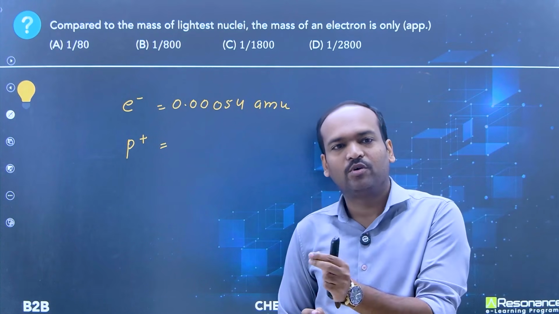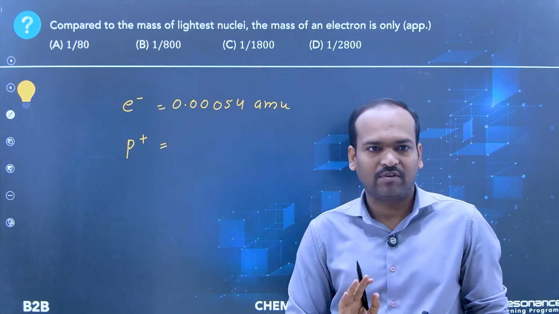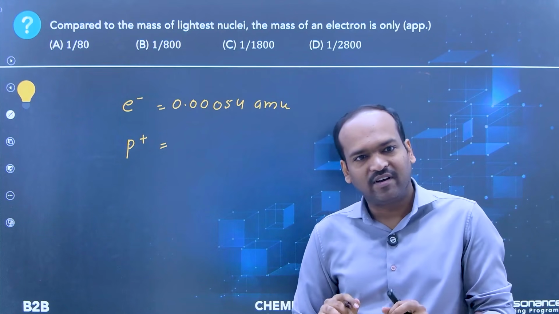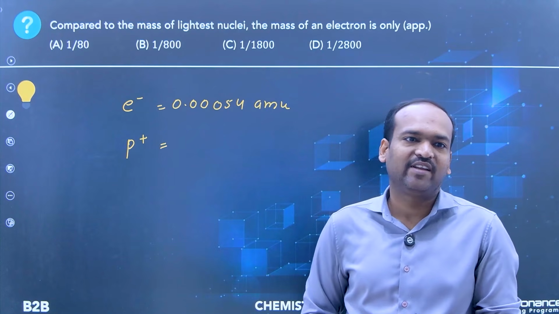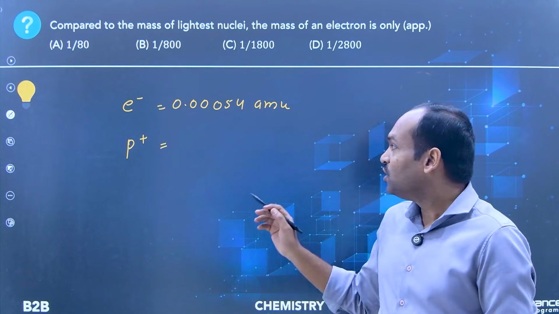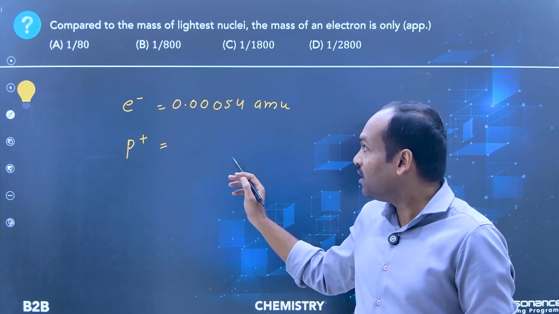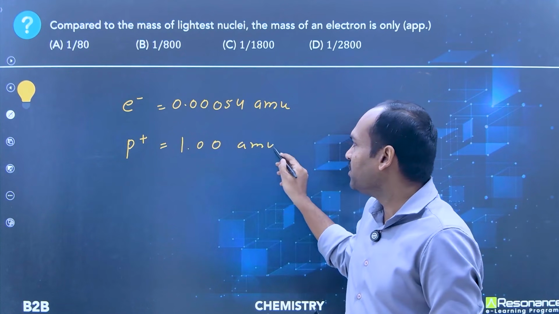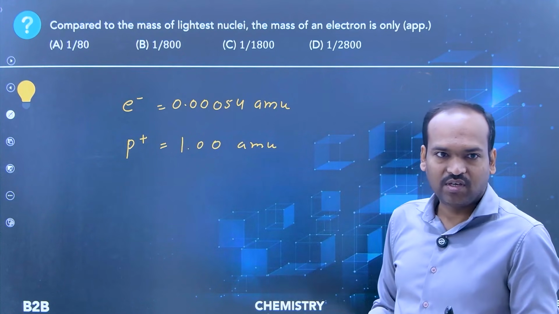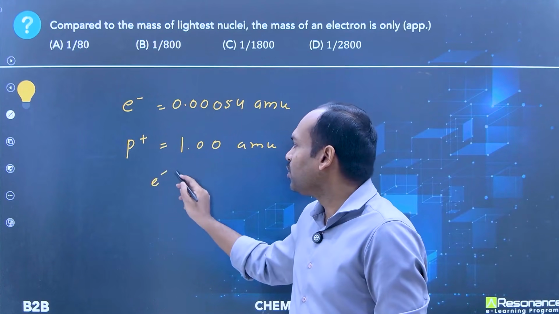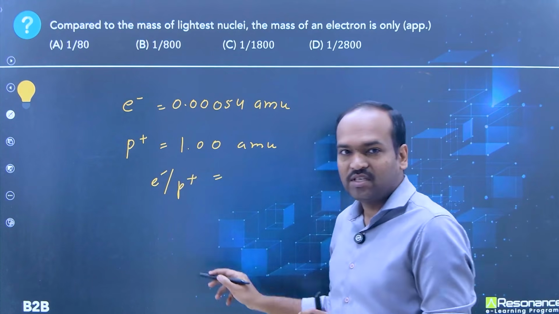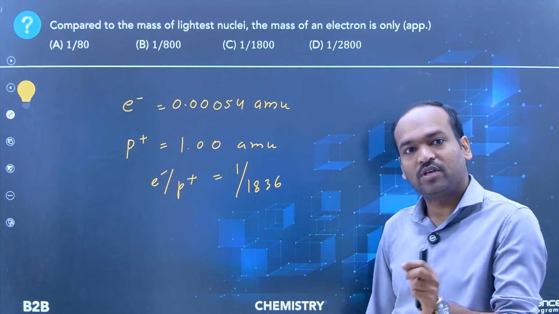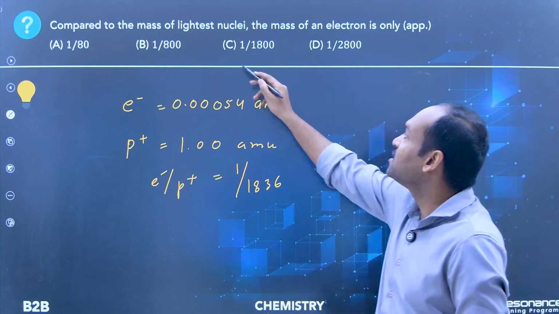Just wait for alpha particle, beta. Listen to what I am explaining. If you are busy writing your doubts in chat, you will not get what I am explaining. Please wait. So the proton mass we discussed is 1.00 AMU approximately. If I take the ratio electron by proton, then we get 1 by 1836. Approximately it is 1 by 1800. The given option is C here.